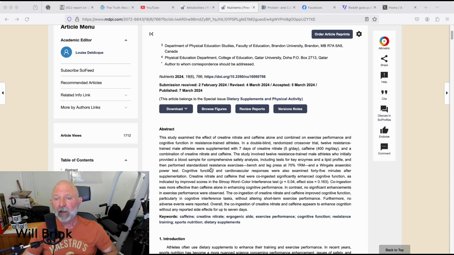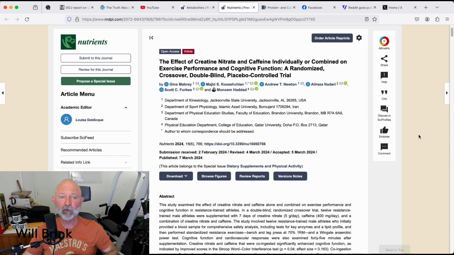Let's see. Where is the title? Of course, I don't see the title. Abstract. That's because I'm an idiot. Ah, there we are. Okay, that's why we couldn't see the title, because I had not scrolled up high enough to find the title. Anyway, some days I am just not the sharpest slice of bologna in the shed. So, the effect of creatine nitrate and caffeine individually or combined on exercise performance and cognitive function, a randomized crossover double-blind placebo-controlled trial.